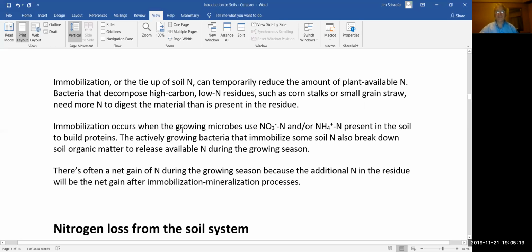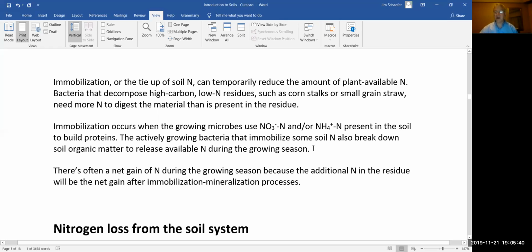Immobilization occurs when the growing microbes use ammonia and nitrate present in the soil to build proteins. The actively growing bacteria that immobilize some soil nitrogen also break down soil organic matter to release available nitrogen during the growing season.